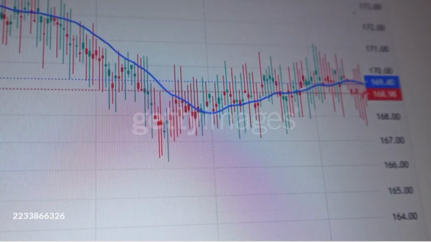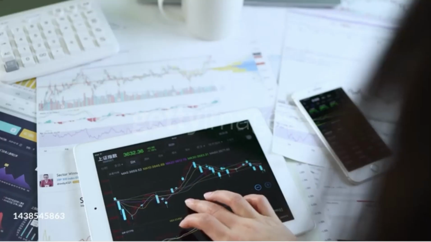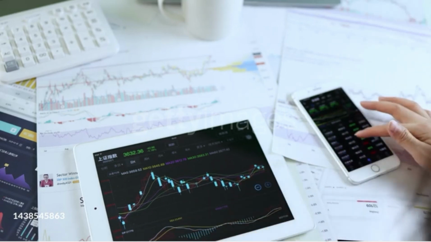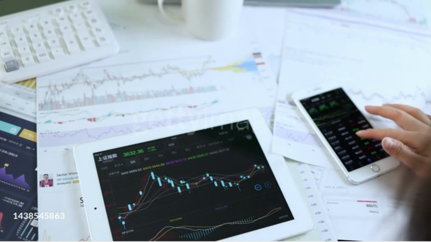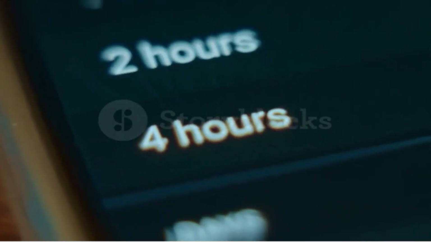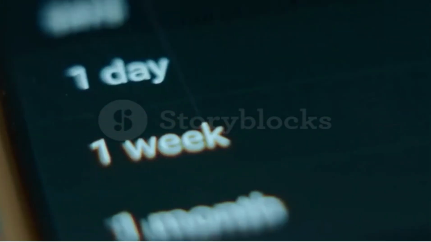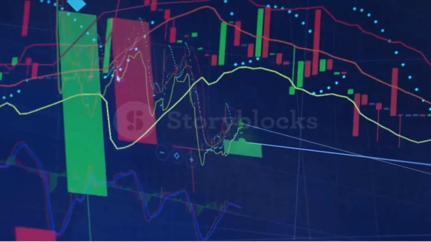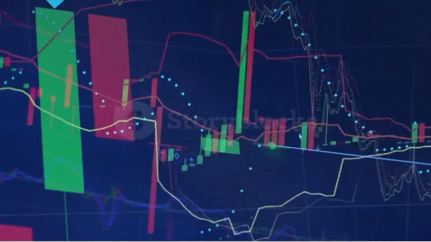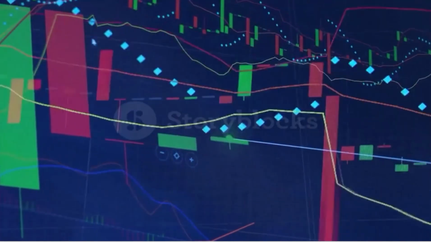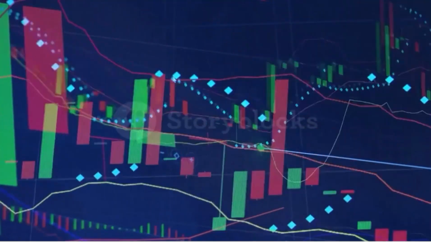Section 1. What is a candlestick? A candlestick is simply a visual representation of a stock's price movement over a specific period of time. That period could be 1 minute, 1 hour, 1 day, 1 week, depending on the chart you are looking at. Each candlestick tells you four critical pieces of information: the opening price, the closing price, the highest price, and the lowest price during that time period.